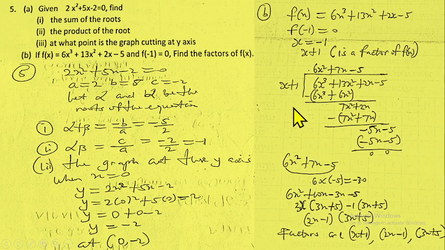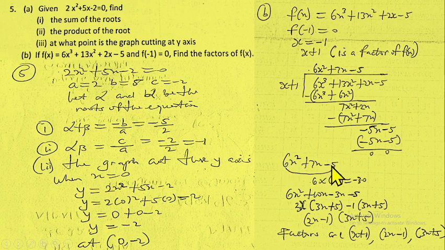So therefore, when we divide this cubic polynomial by this factor, we have this quadratic expression, which is 6s squared plus 7s minus 5. So we can now simplify this quadratic expression to get 2 factors. How do we do that? You can use the factorization method to solve this.